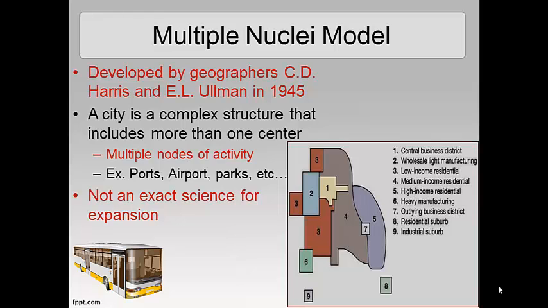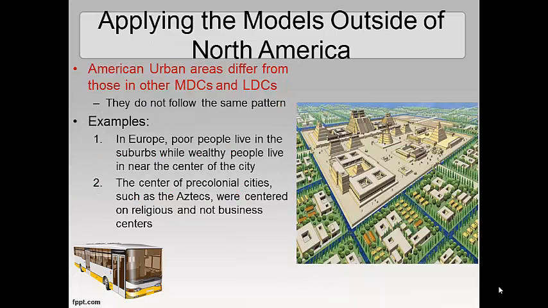Now, the problem with this model is that it's not an exact science, and so many different cities fit so many different types of nuclei models. So this is just one example, whereas you could have literally 50 or 60 different examples of the multiple nuclei model outlined. All right, let's apply these models outside North America, but here's the problem.